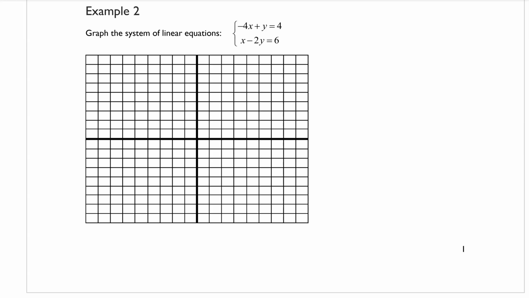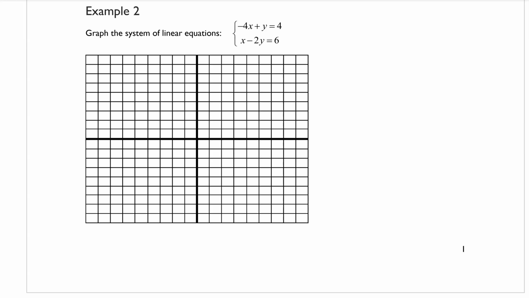All right, example 2 says graph the system of linear equations. Now notice that we have two equations here and not inequalities. The first equation is negative 4x plus y equals 4, and the second equation is x minus 2y equals 6.